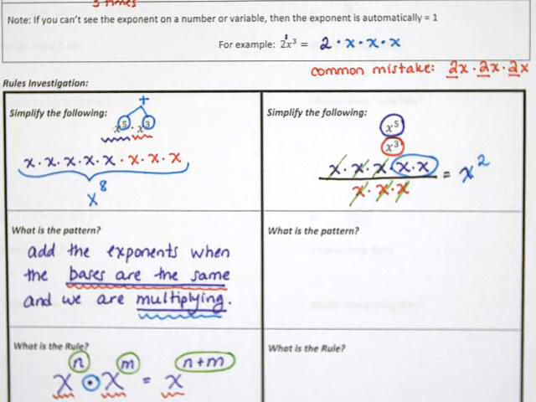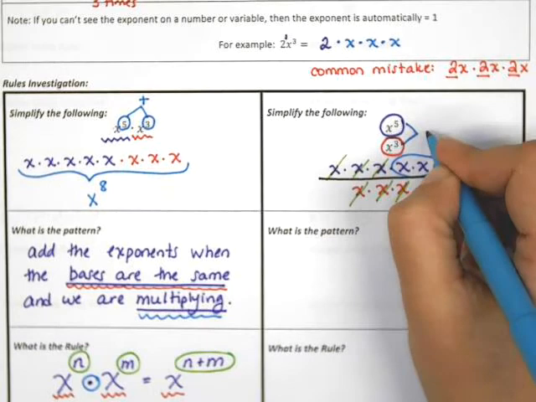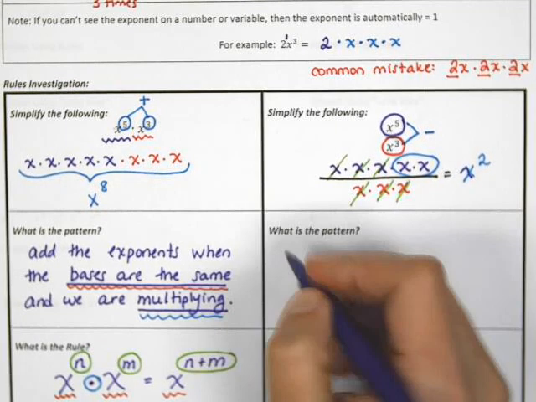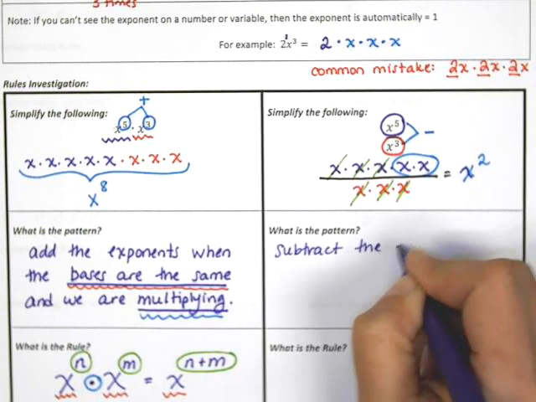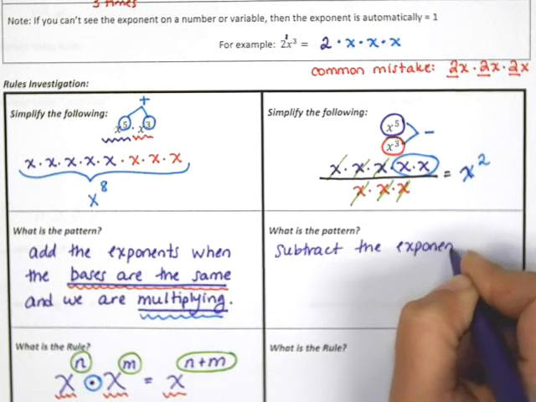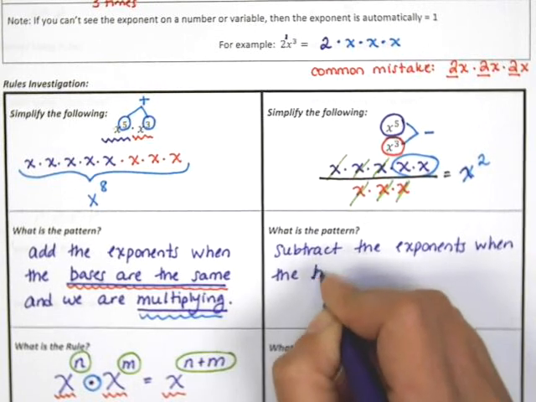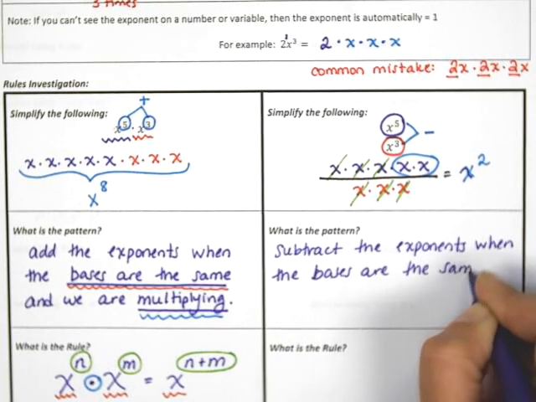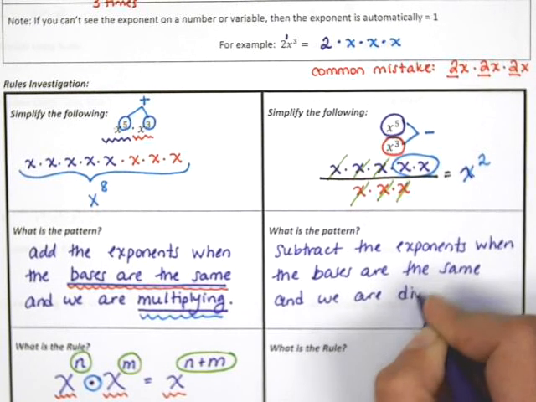Well, if I want to see a pattern for how I could get to this answer without writing it out the long way, what I notice is that I can just take the original exponents and subtract them to get my new exponent. So the pattern is that we subtract the exponents when the bases are the same and we are dividing.